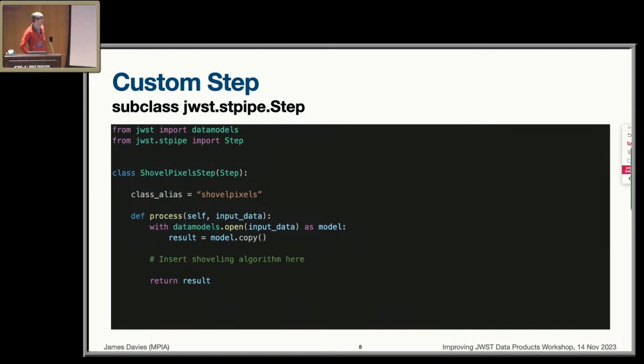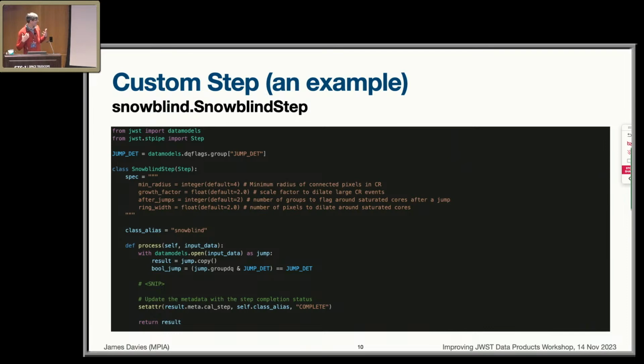Let's actually do something. Let's insert an algorithm here. I'm really excited to hear about everyone's algorithms over the next few days, and I know there are some really good ones out there. If you have a function that processes some JWST NumPy array, this is where you'd put it. So we can make another step, and you notice that in the shovel pixel step, the only thing that really changes are the names, but the basic design pattern is the same.